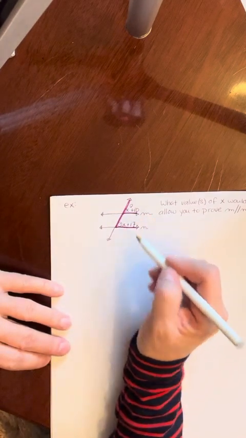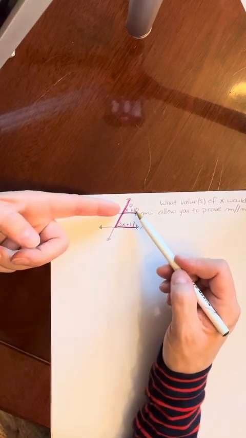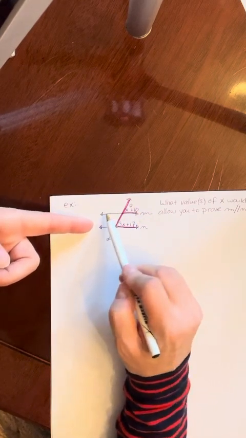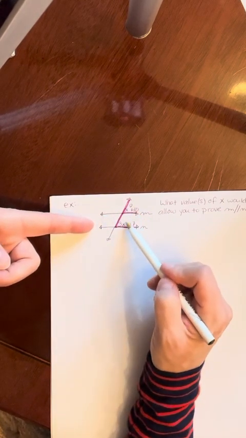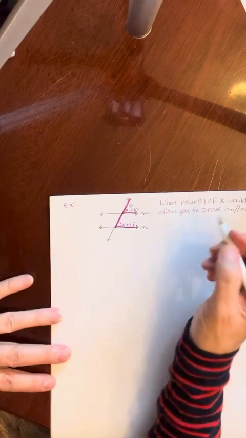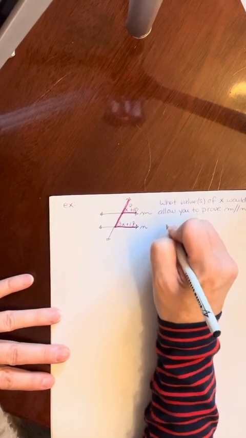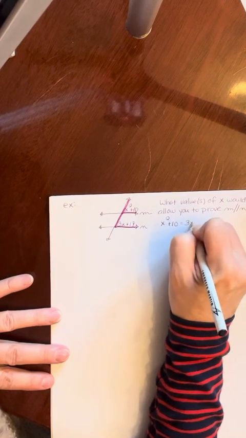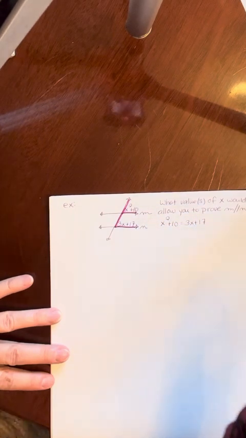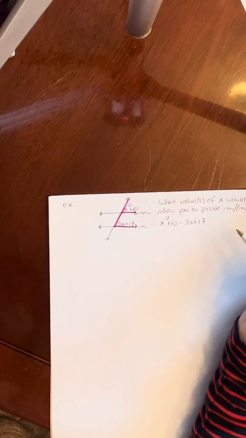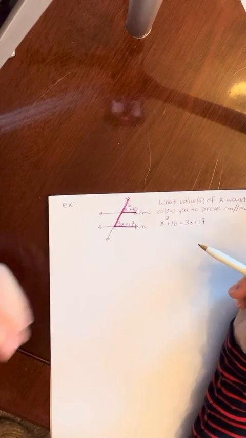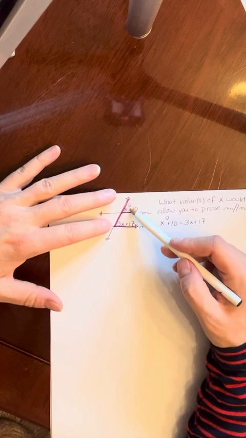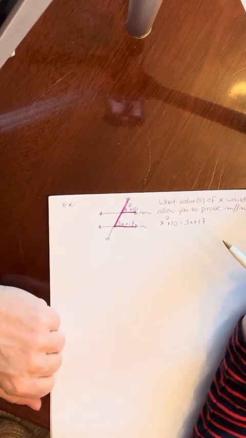And oh, there's the F. So we know they're corresponding. So if we wanted to say that M and N were parallel, the corresponding angles would need to be congruent, which means we've got to set these two equal to each other. So x squared plus 10 equals 3x plus 17. The geometry part is over. We just finished the geometry part. We're going to move into an algebra portion.